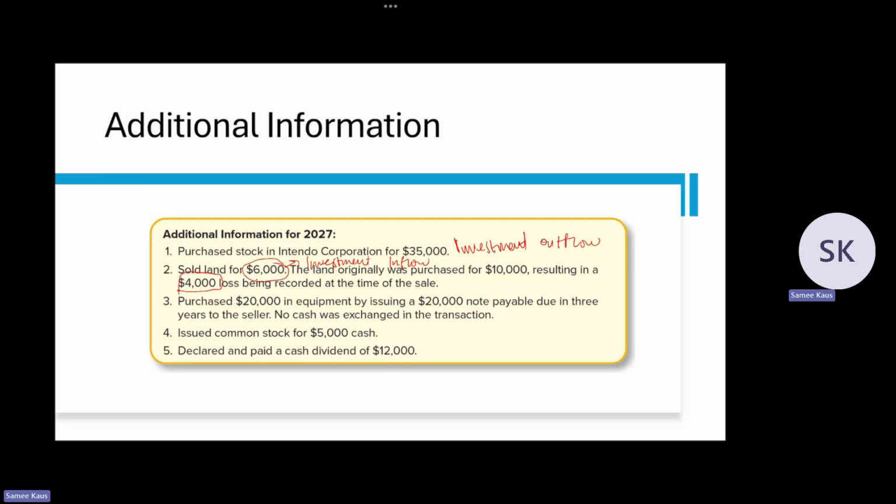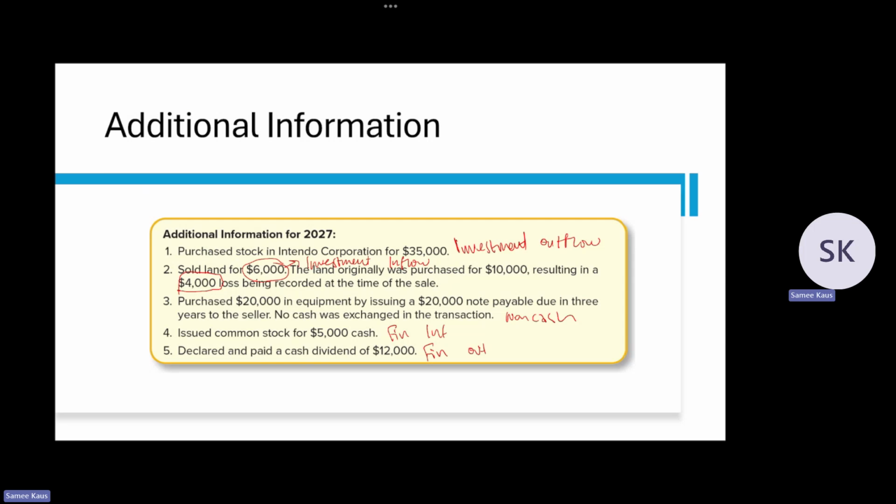I purchased 20 grand in equipment by issuing a notes payable. Sounds like that's a non-cash item. I issued common stock. I got a financing inflow, and I declared and paid a cash dividend. Awesome. Financing outflow. So they're saying this information isn't super readily available for you to understand just looking at the balance sheet or the income statement. So here's some additional information to help you go through your process.